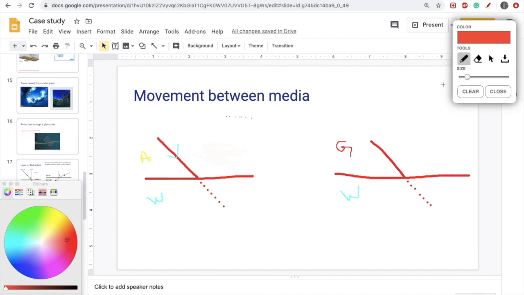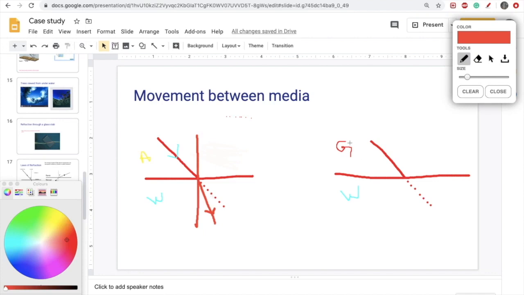Now the scientists observed, let us always draw a normal for reference. When it travels from a rarer medium to a denser medium, light bends towards the normal. See, it should have traveled like this, but it bent towards the normal.